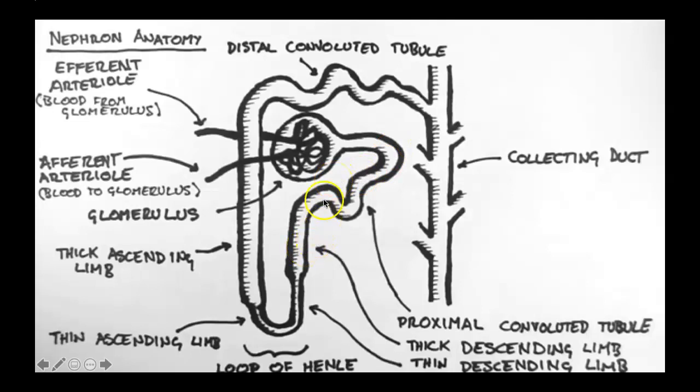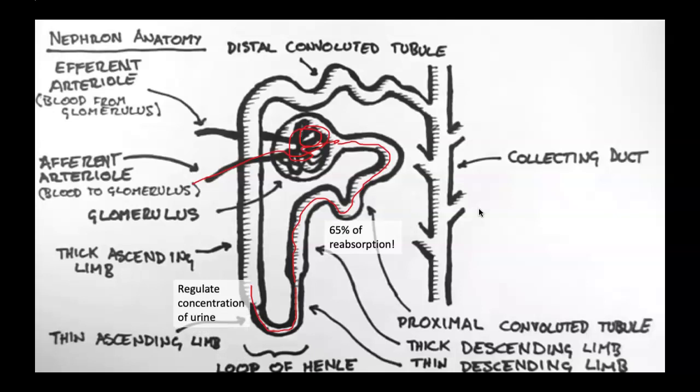We might be taking back some water. In the distal convoluted tubule, we're taking back some sodium and we're adding some waste products to the material in the distal convoluted tubule. And then it works its way to the collecting duct, whereby at this point it's urine. So 65% of reabsorption is taking place in the proximal convoluted tubule.